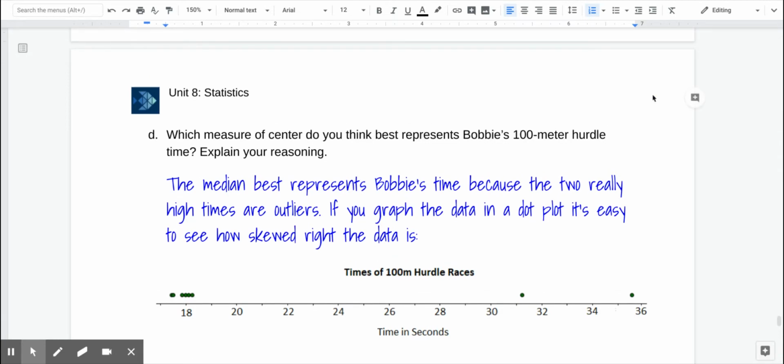So our next question is, which measure of center do you think best represents Bobby's 100-meter hurdle time? And I think the median is the best representative because the median would fall right about here. Remember, we said it was 18 and 5 hundredths, whereas the mean would be right in here. And I can see that these 2 times really are real outliers out here. It's definitely a skewed data set.